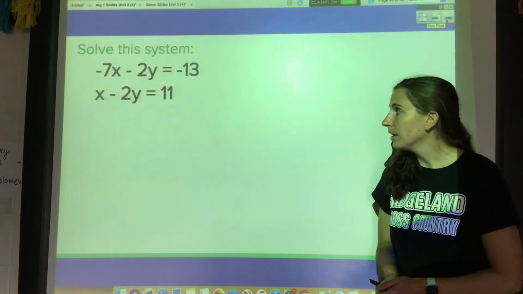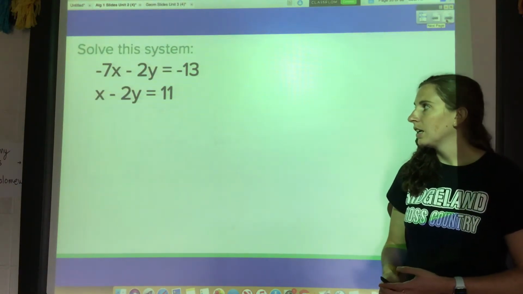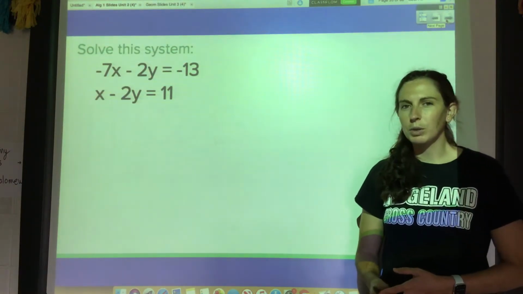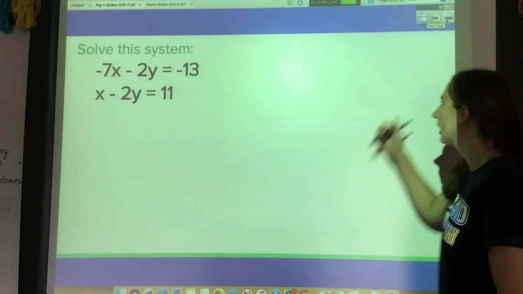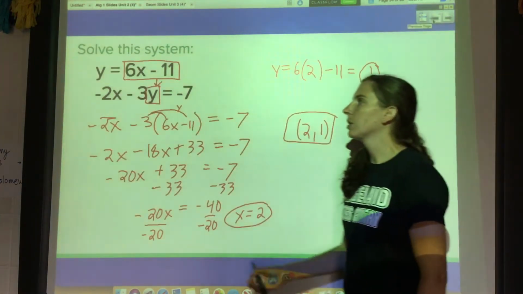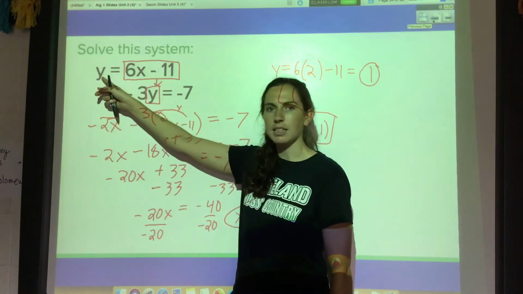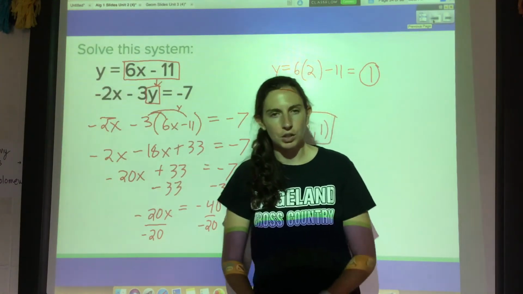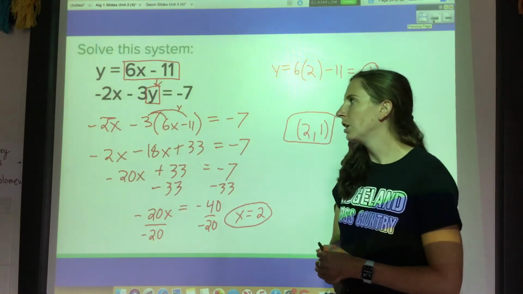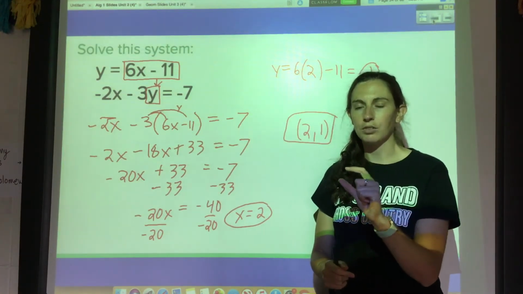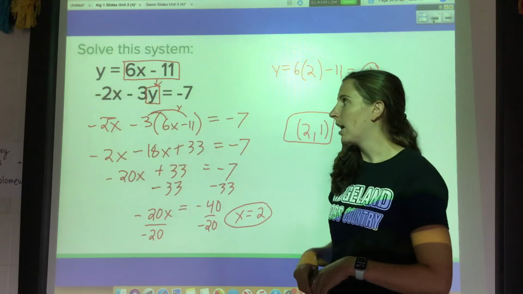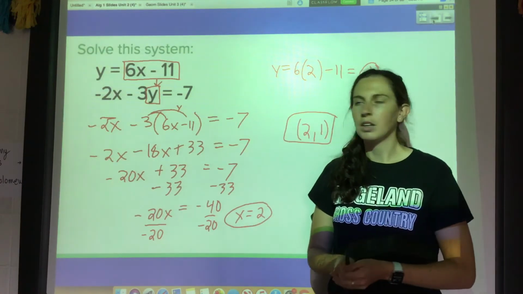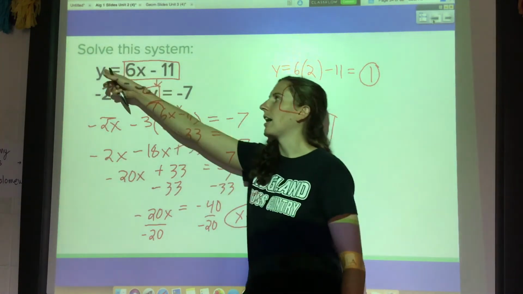So in this one, it's hard to say what we could substitute. Like in the problem before, I already had y by itself, and so I was able to just substitute that for y. If you're going to use substitution, you have to have a variable by itself, either x or y, so that you could substitute in for that variable.